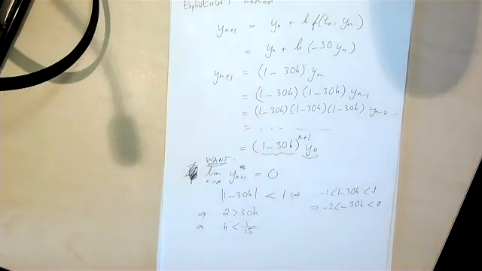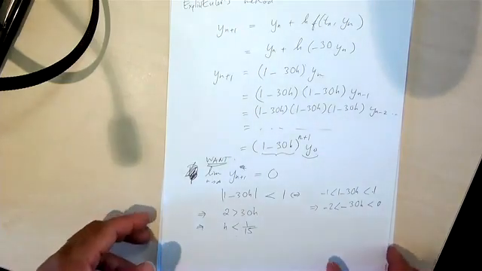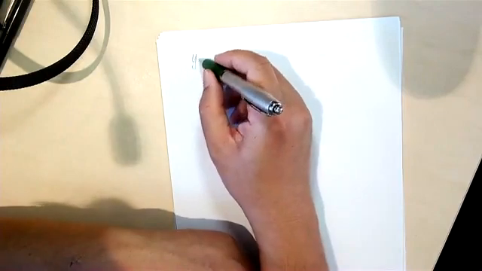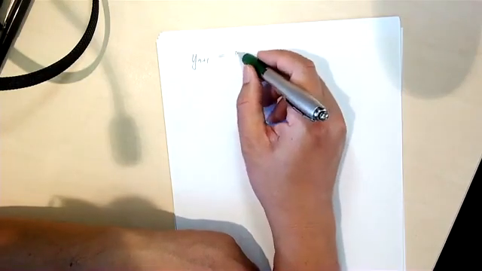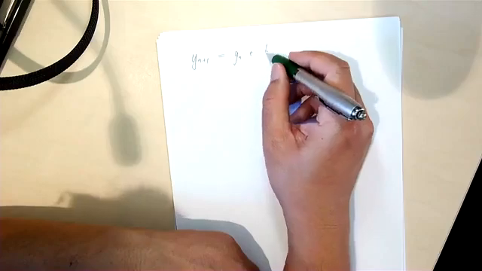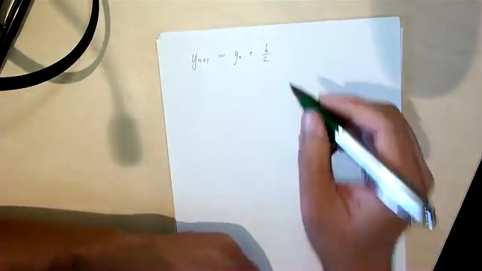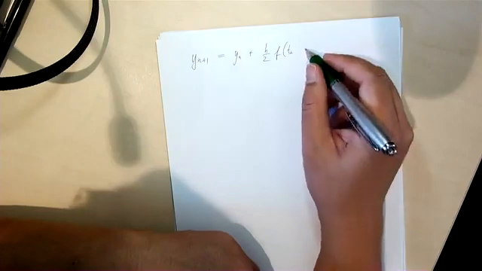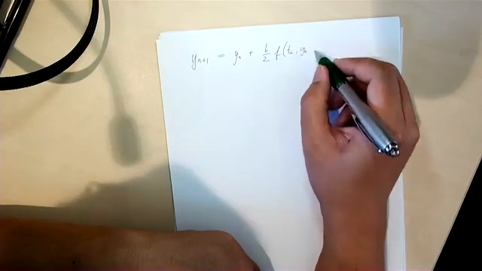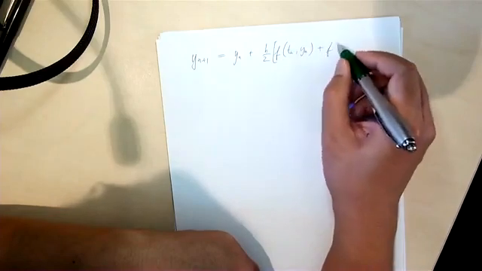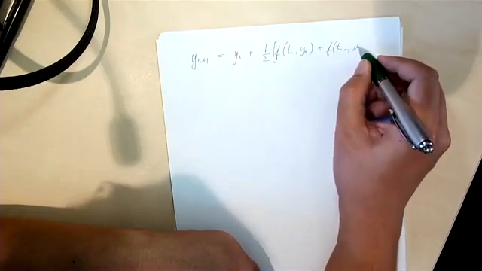So now how about the trapezoidal method? We look at the formula for the trapezoidal method. Similarly, with the trapezoidal method, y n plus 1 equals y n plus h over 2 times f of t n, y n, plus f of t n plus 1, y n plus 1.